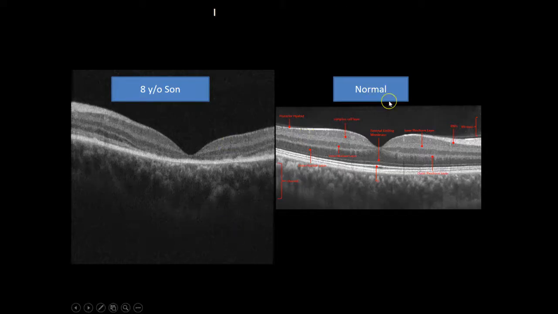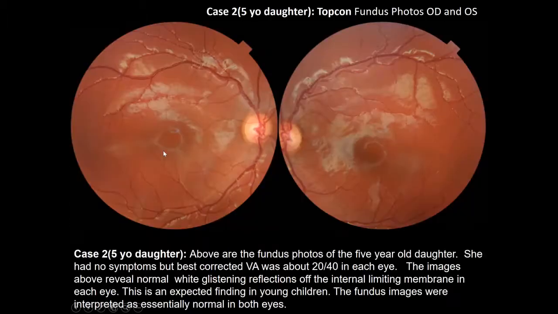A normal OCT is shown on the right, as you can see here, and all the different layers are labeled. And over here on the left is our youngster, 8 years of age. And notice, the first thing you're going to notice is a very thin fovea. In addition to that, you'll notice that the outer retinal lines or layers, the PIL, for example, and the external membrane, all those bands are missing. So he has outer retinal degeneration, which is typical of Stargardt's disease.